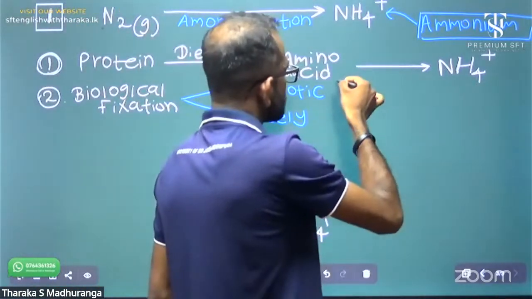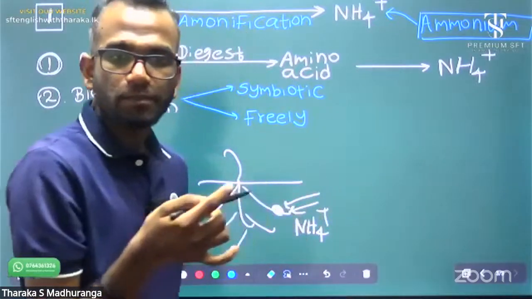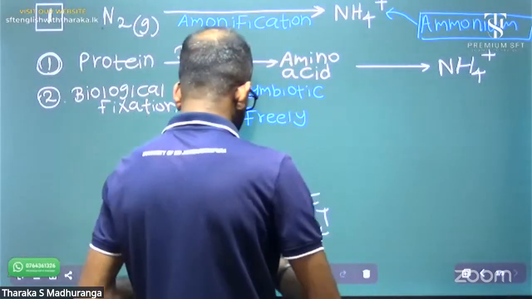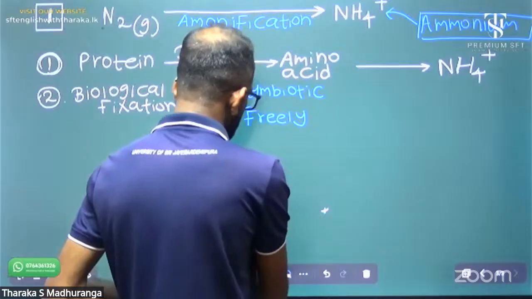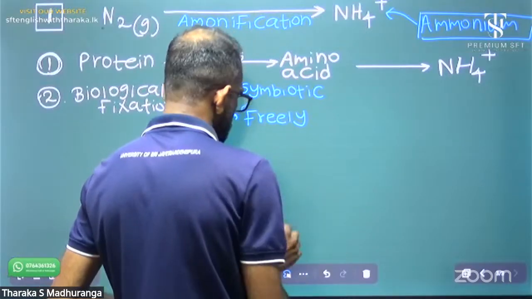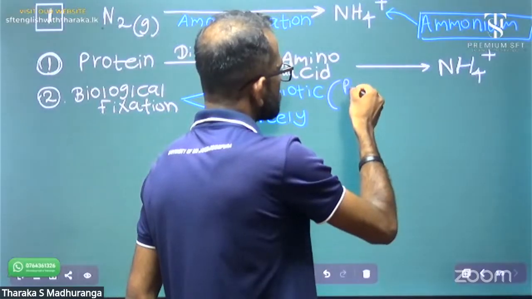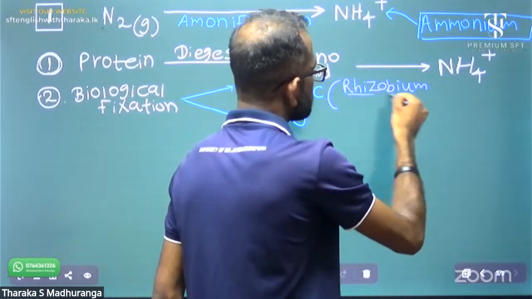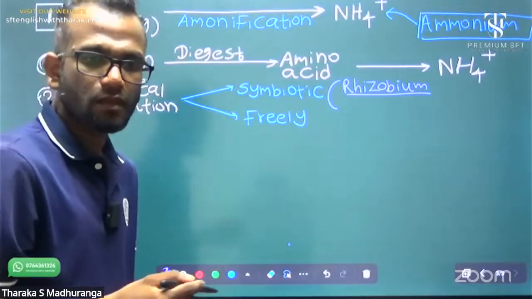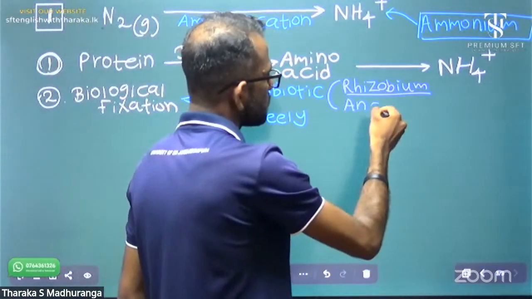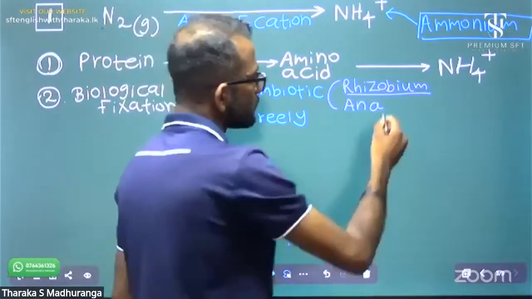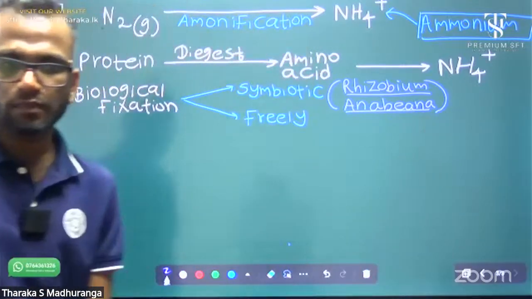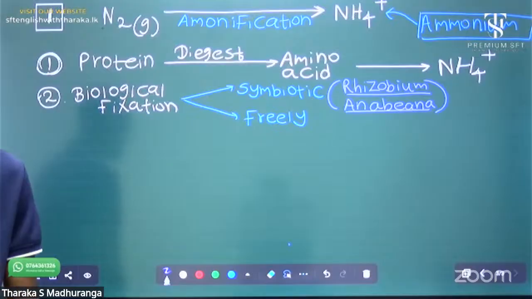Remember this example of a symbiotic relationship: Rhizobium and Anabaena. Rhizobium and Anabaena.